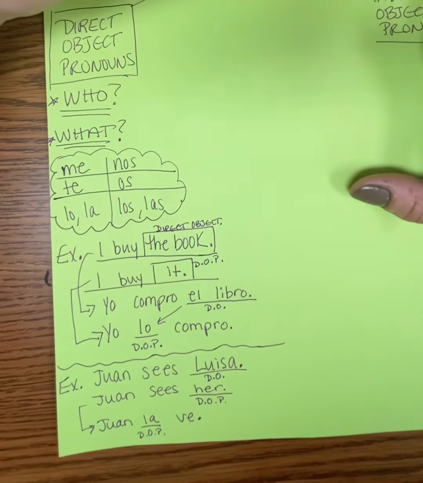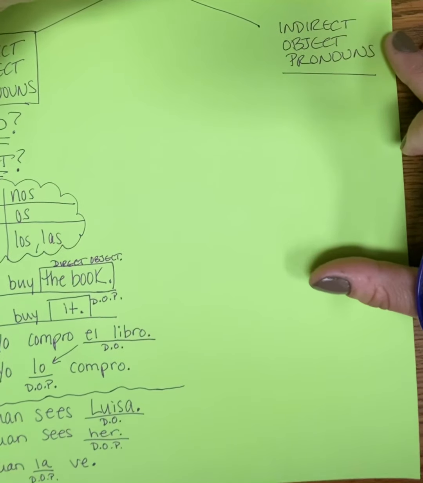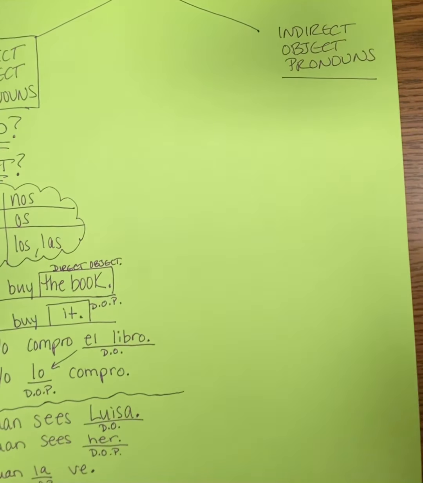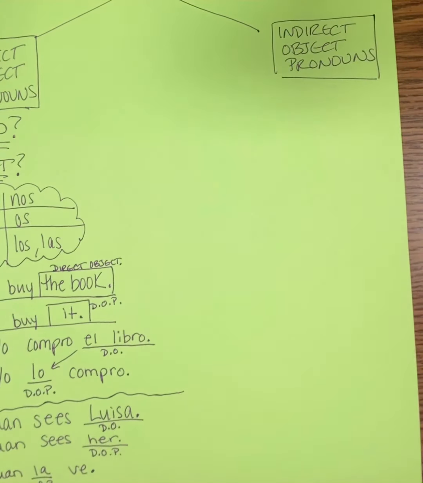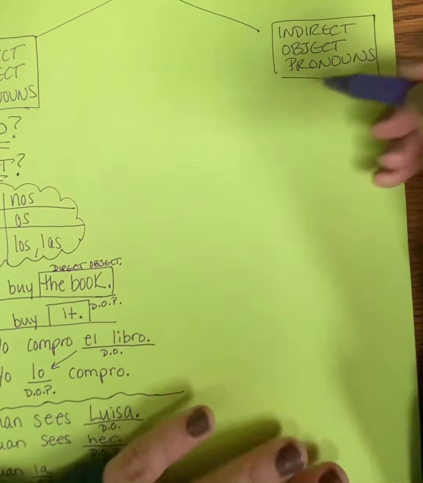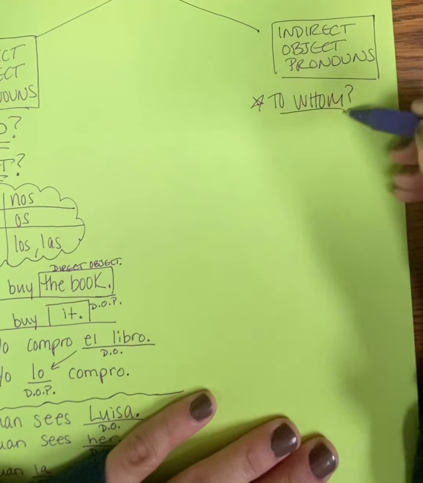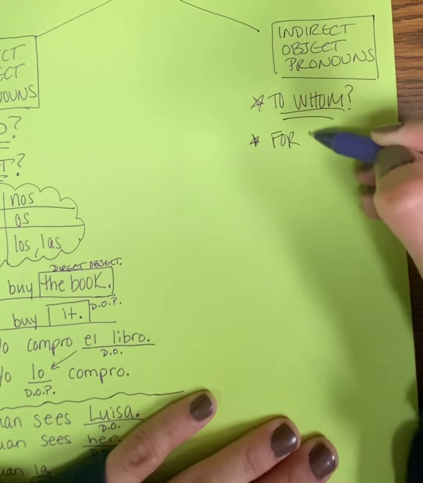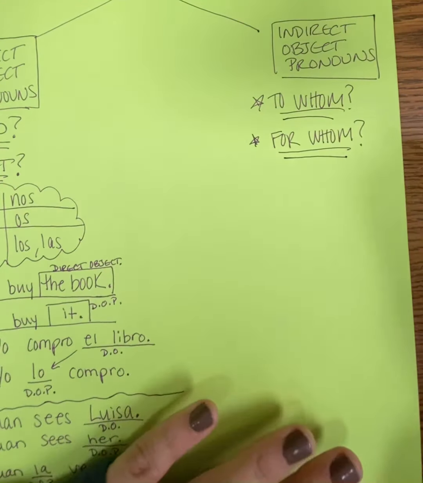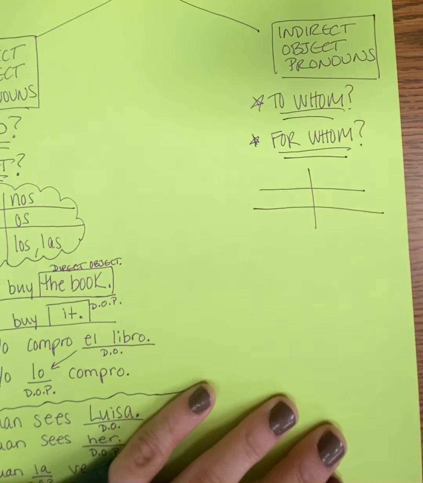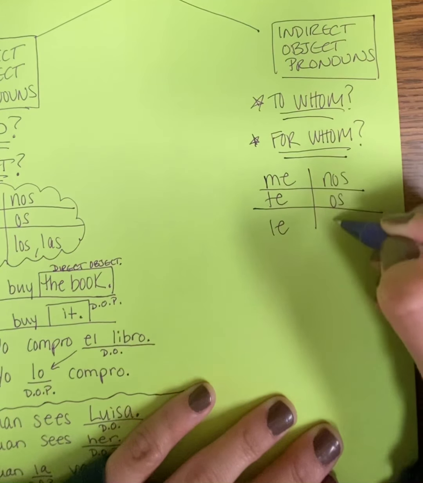Okay. So over here, I'm going to shift my page a little bit. Indirect objects are a little similar, in that they answer two questions as well, but the pronouns themselves are different. Okay? So indirect objects, you've actually learned them before, but they answer these two questions. To whom and for whom. So again, like I said, you've actually learned these before with verbs like gustar. It's not your first rodeo with these pronouns. Me, te, le, nos, os, and les.